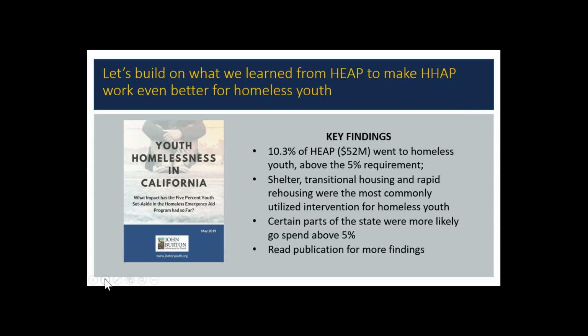And we also found a lot of interesting findings. Certain parts of the state were much more likely to go above 5%. Certain parts were much less likely. So I really encourage everyone to read this publication. It's absolutely the case that there are parts of the state that are more or less likely. The size of your CoC is a factor as well, like the amount of funding they're getting. And so please, let's start by drilling down and learning those lessons.